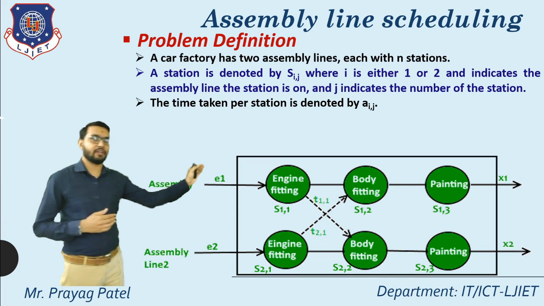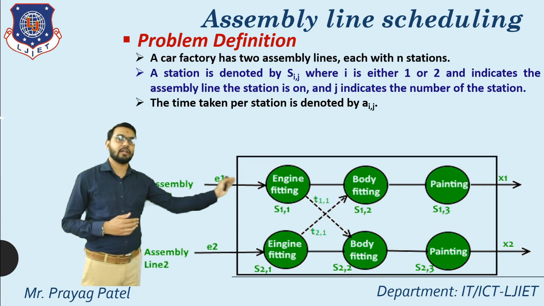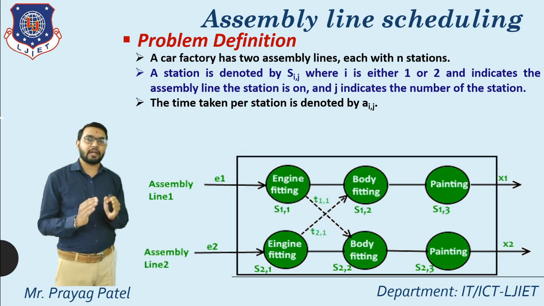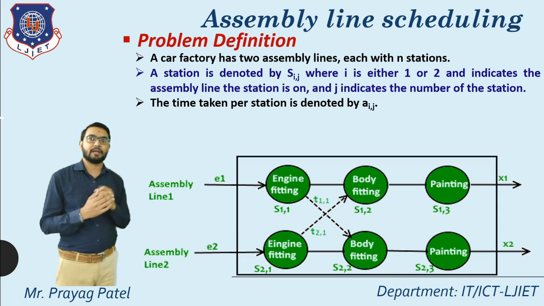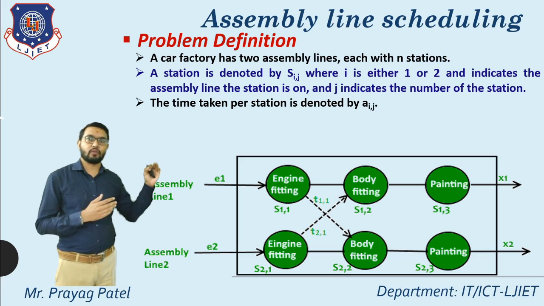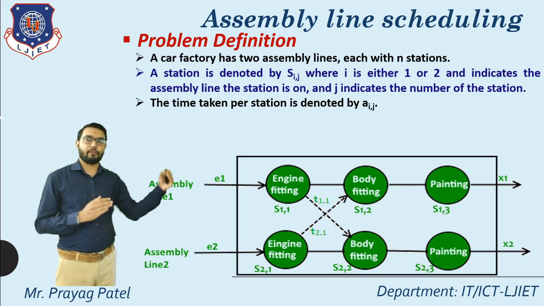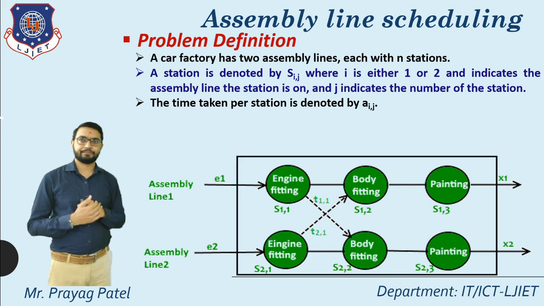This is for each and every station. For example, consider the first station, engine fitting. The time taken by this particular station is A of ij. Here A of ij means A of 1 1, because i equals 1 since the line is 1, and j equals 1 since the station is 1. So we have A of 1 1, A of 1 2, A of 1 3, like this.